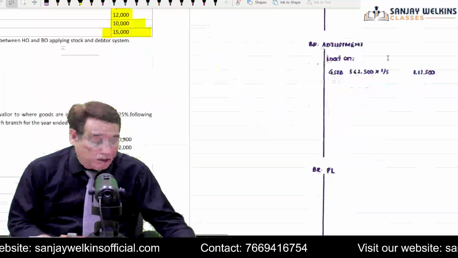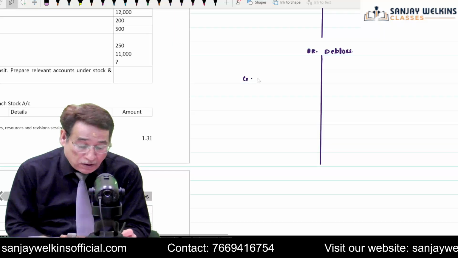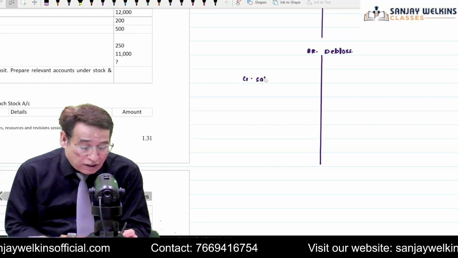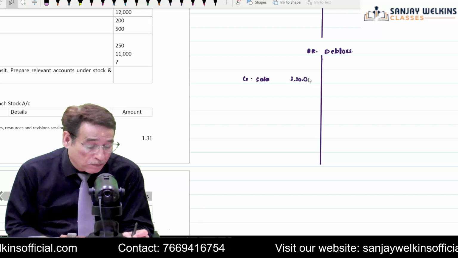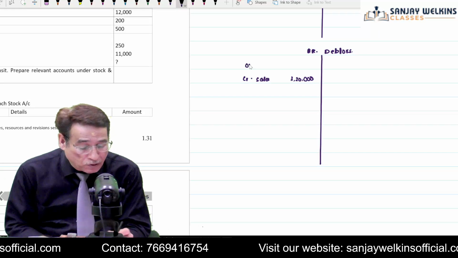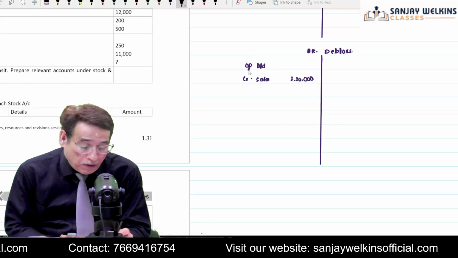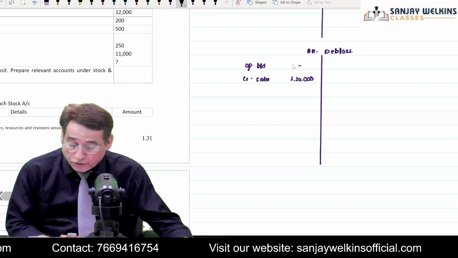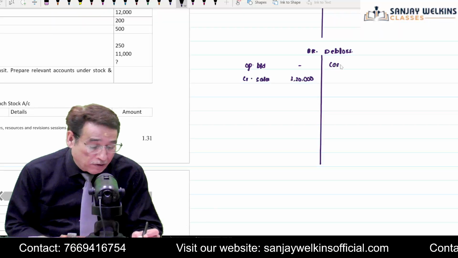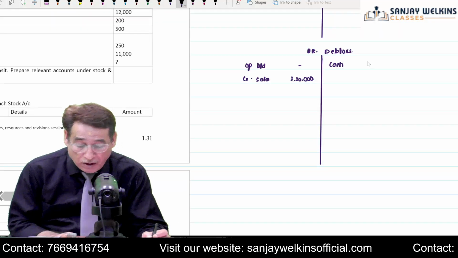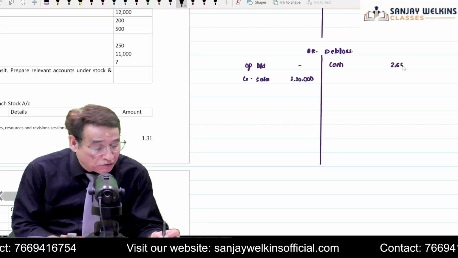And amount of credit sales you must not forget to put on the debit side of the branch debtors. So credit sales 3,20,000. New branch, so opening balance cannot be possible. Opening balance brought down, not possible. Cash collected from debtors, now we are being given, so I will write here simply by cash. 2,85,000 is the cash received from debtors.